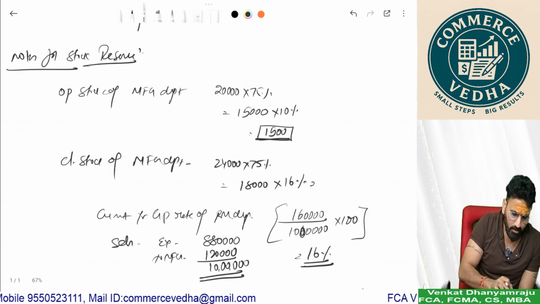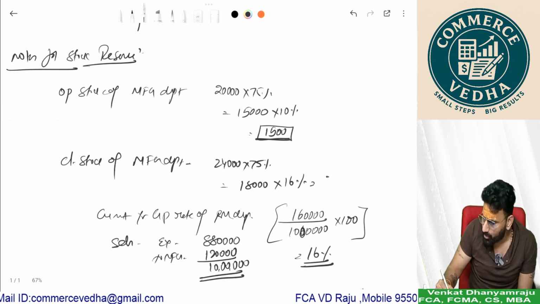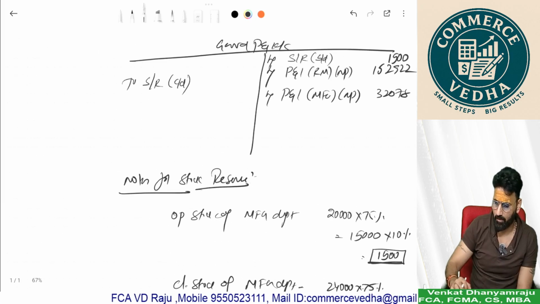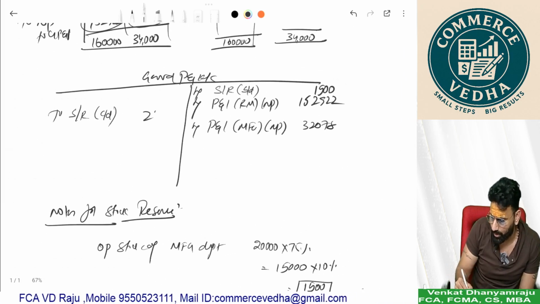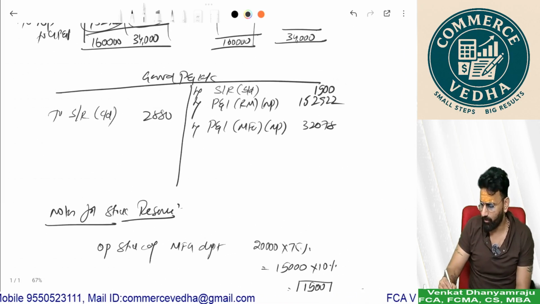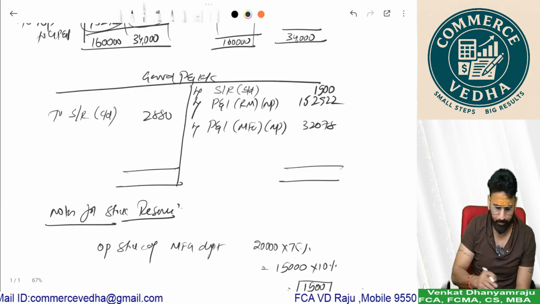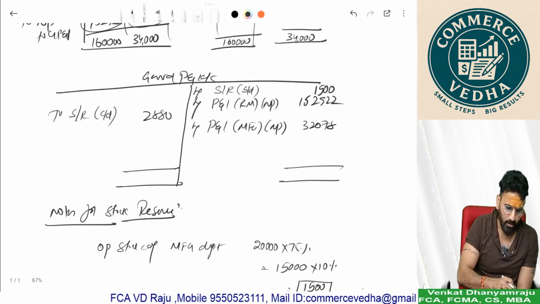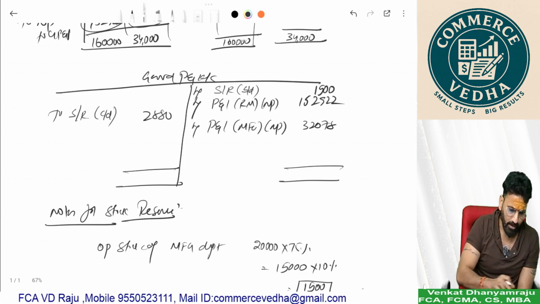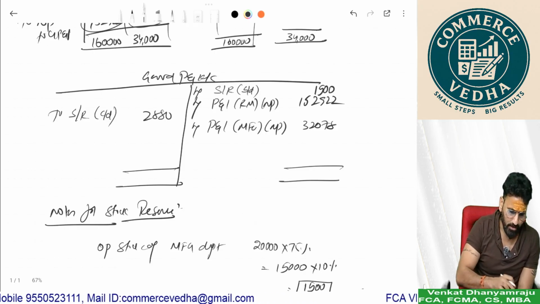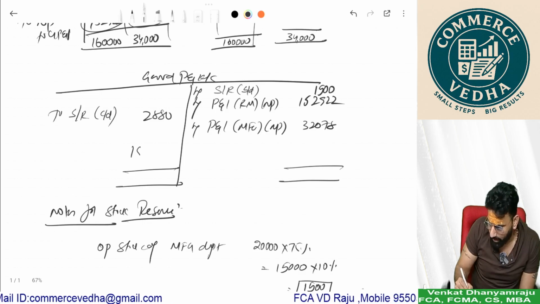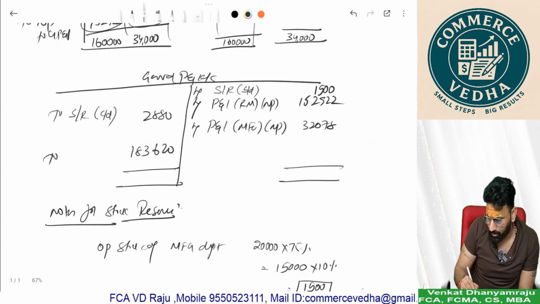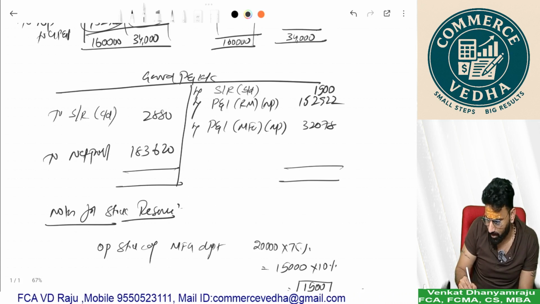So 18,000 into 16%, 2880. It should be reduced because it is not sold. 2880. Now if you see the net impact, 1500 plus 152922 plus 32078 minus 2880 is 183,620 net profit as a whole.